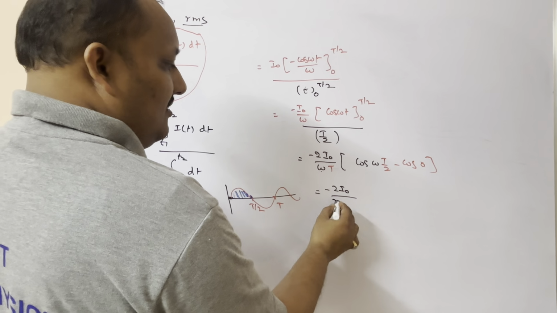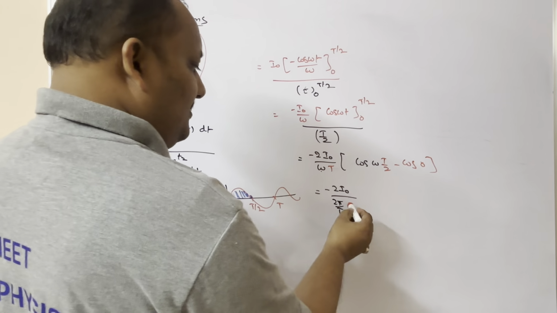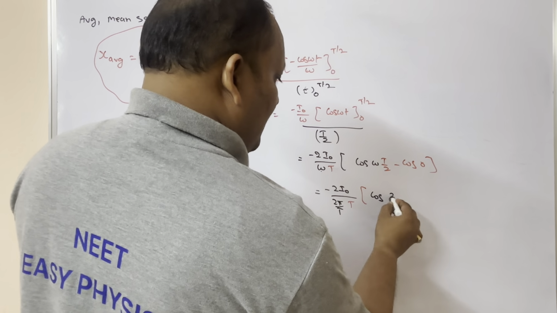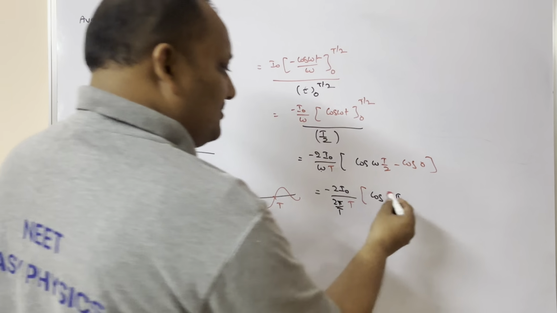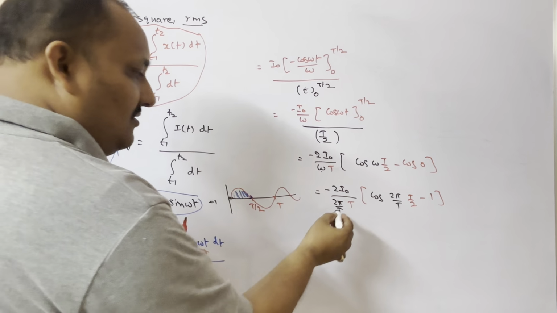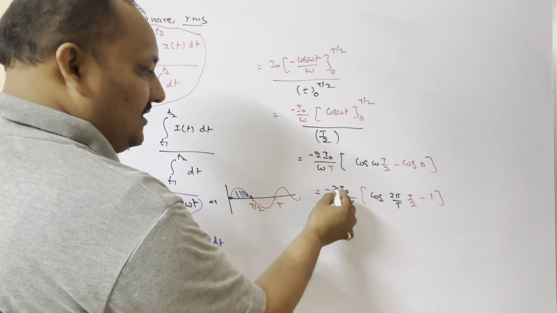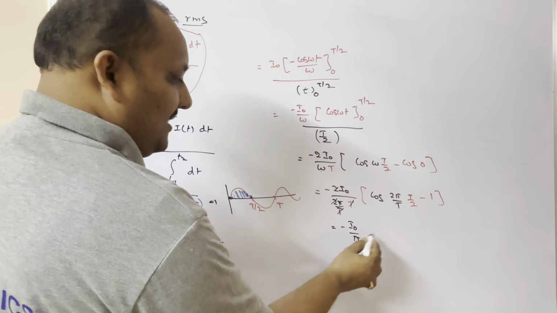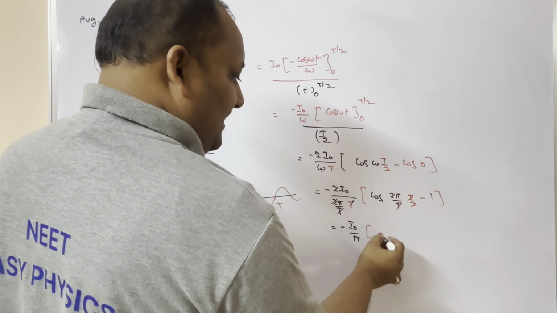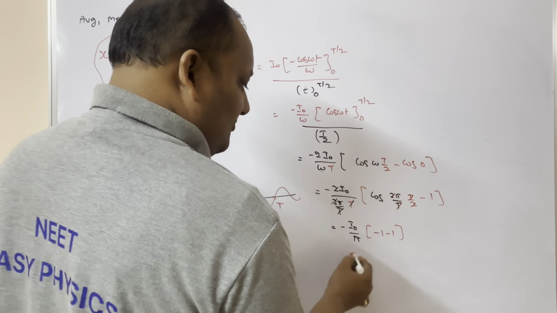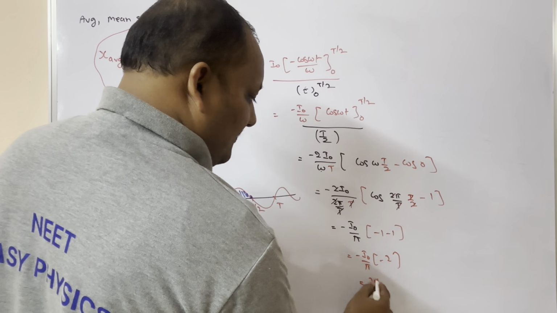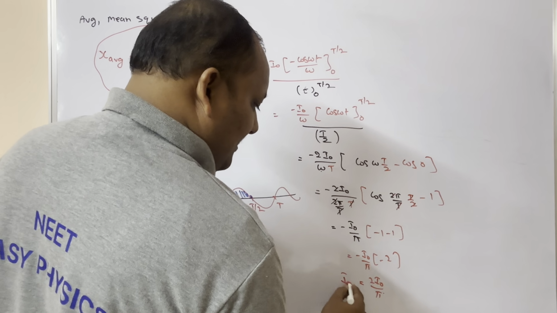What is omega? 2 pi by T into T. Here cos, what is omega? 2 pi by T into T by 2, minus cos 0, whose value is 1. If you cancel T and T, and 2 and 2, we get minus I naught by pi. Cos 180 is minus 1, so minus 1 minus 1. Minus of minus 1 gives minus 2, and minus into minus is plus. Therefore, 2 I naught by pi.